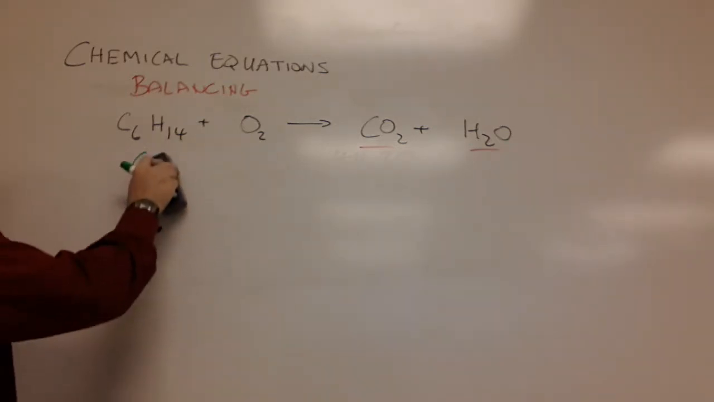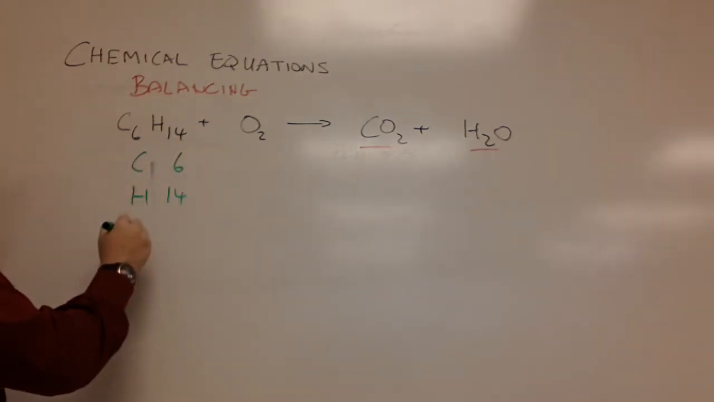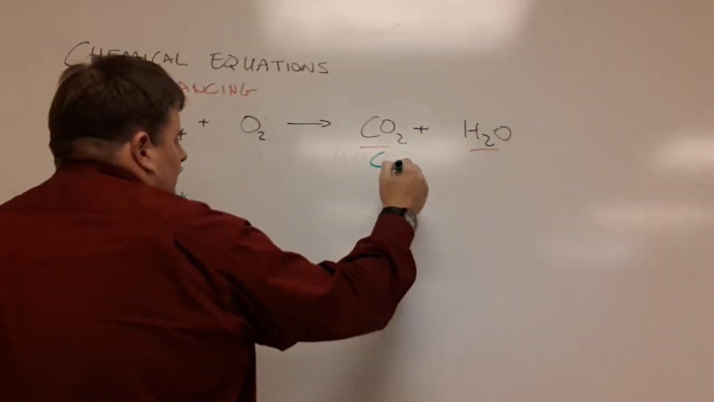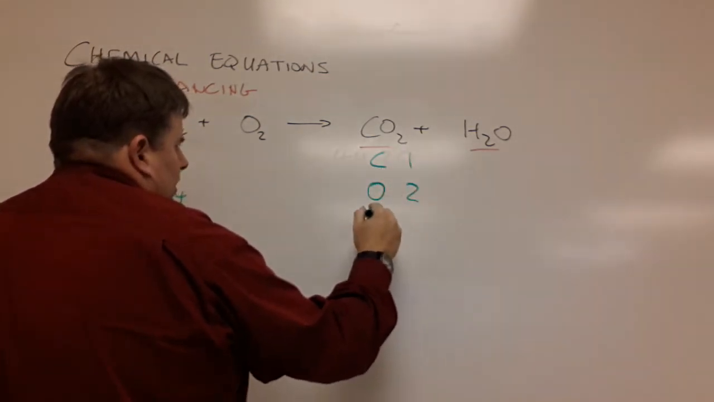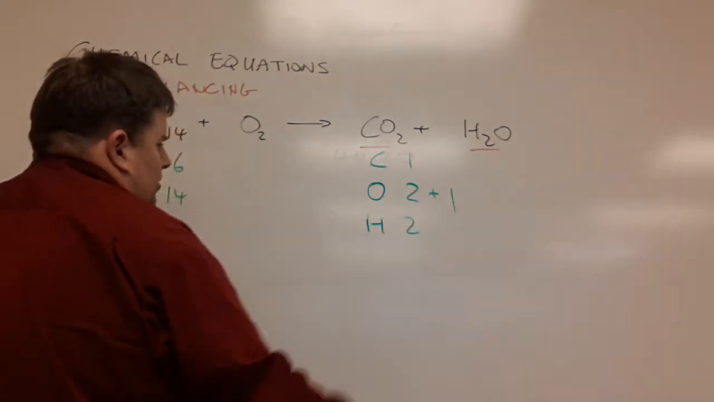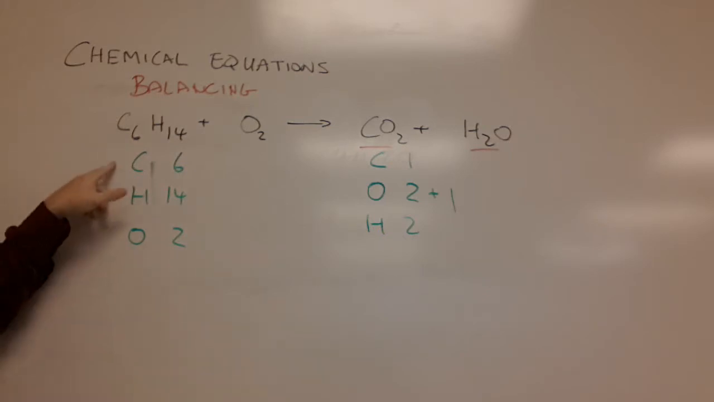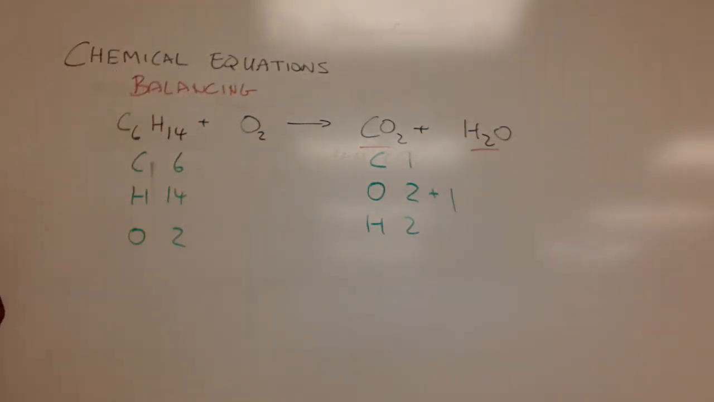So I've got 6 carbons here. I've got 14 hydrogens, and I'm going to have 2 oxygens. Okay? On the opposite side, I have much fewer as far as I counted atoms. 1 oxygen, I've got 2 oxygens, I've got 2 hydrogens, and I've got another oxygen. Okay? Now, how to balance this thing? Remember I said, look for the most complicated thing to balance first, and then go from there. Right? I've got 6 carbons here, and I've got 1 carbon over here. So what I'm going to do is I am going to add 6 carbons.